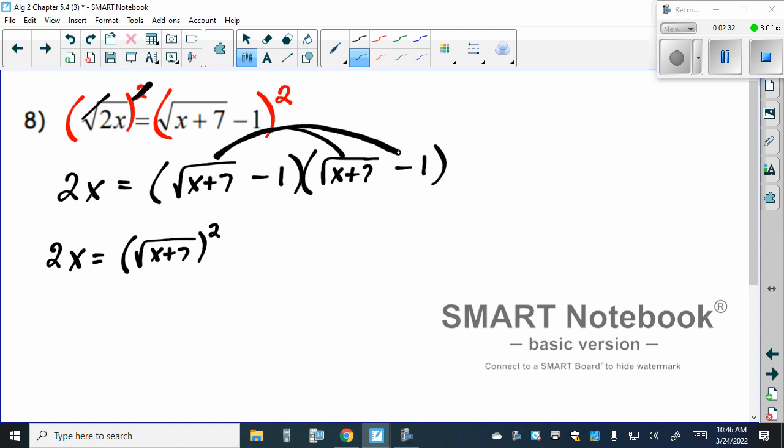Now our next one's going to be the square root of x plus 7 times negative 1, which is negative square root of x plus 7. Then we move over to the negative 1 and multiply it through. Well, negative 1 times square root of x plus 7 is negative square root x plus 7. And last but not least, negative 1 times negative 1 is plus 1. Any questions on this so far?